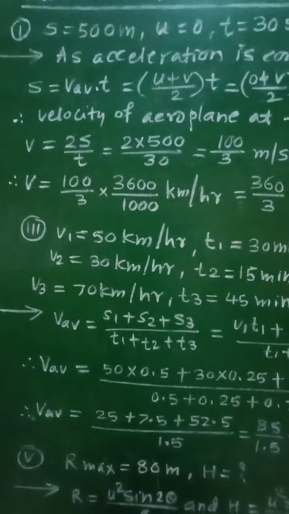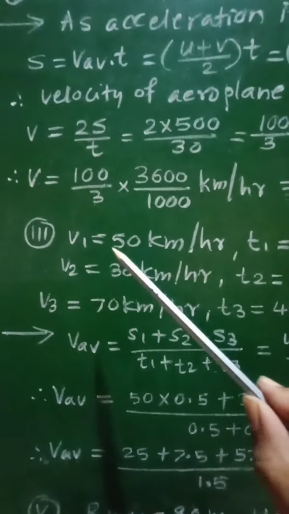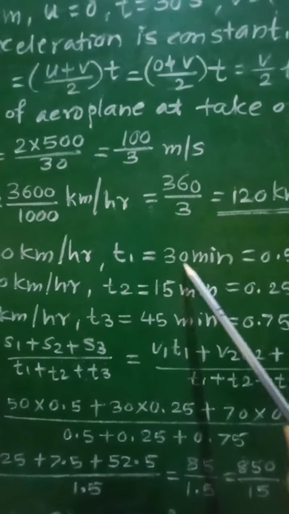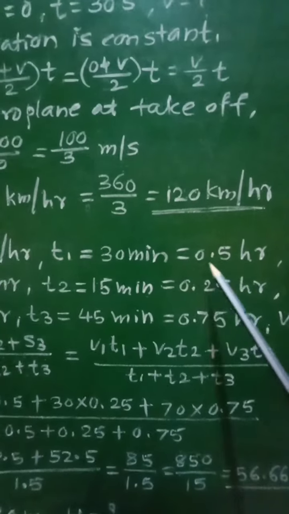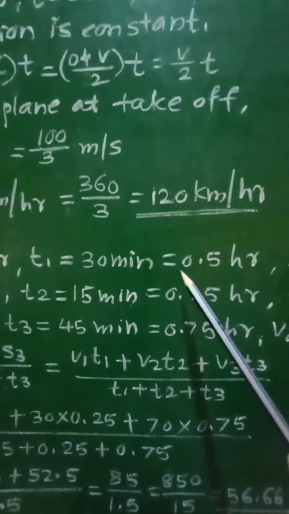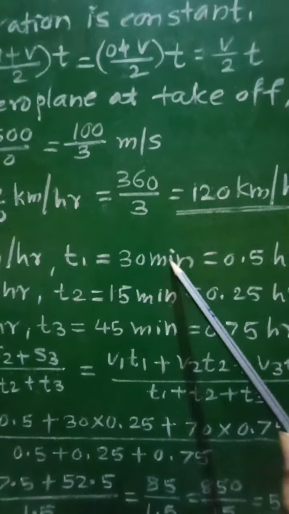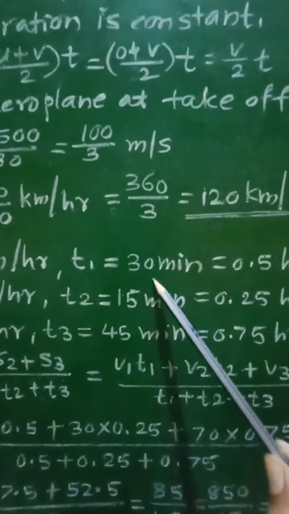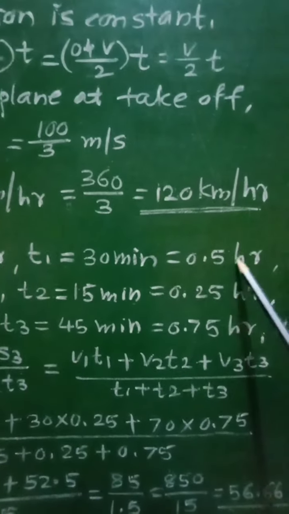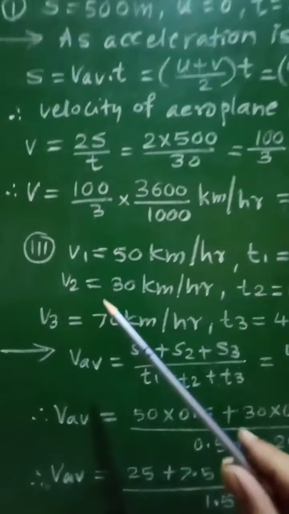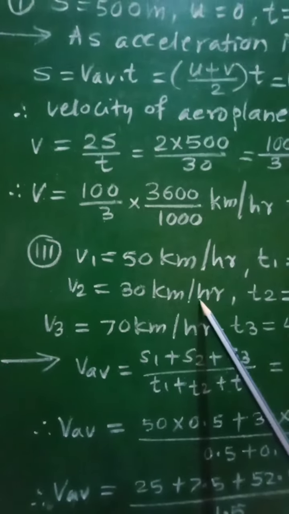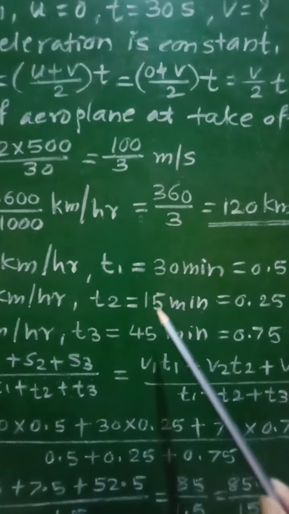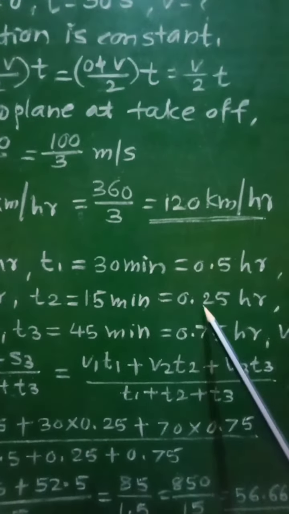And therefore, for this numerical, the given data is v1 equal to 50 km per hour. For that, t1 will be equal to 30 minutes, that will be equal to half, means 0.5 hour, because these 30 minutes will be converted into hour by 30 by 60, that is half, that will be equal to 0.5 hour. Then second velocity v2 is equal to 30 km per hour. For that, time is t2 equal to 15 minutes, that is 15 by 60, which comes out to be 0.25 hour.